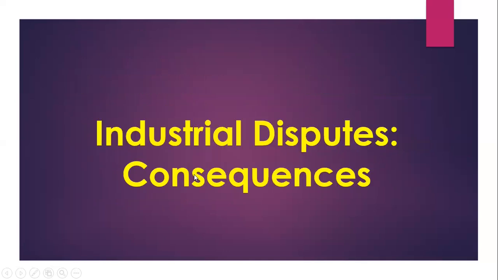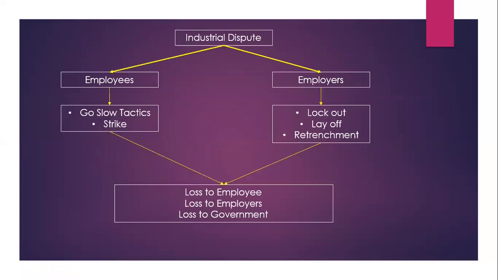Then what are the consequences of industrial dispute? Whenever there is an industrial dispute, the employees may adopt a go-slow tactic, or the employees may go on strike. The employers may adopt a lockout, layoff, or retrenchment. All these activities lead to loss to the employee, loss to the employer, and loss to the government in the form of monetary loss.